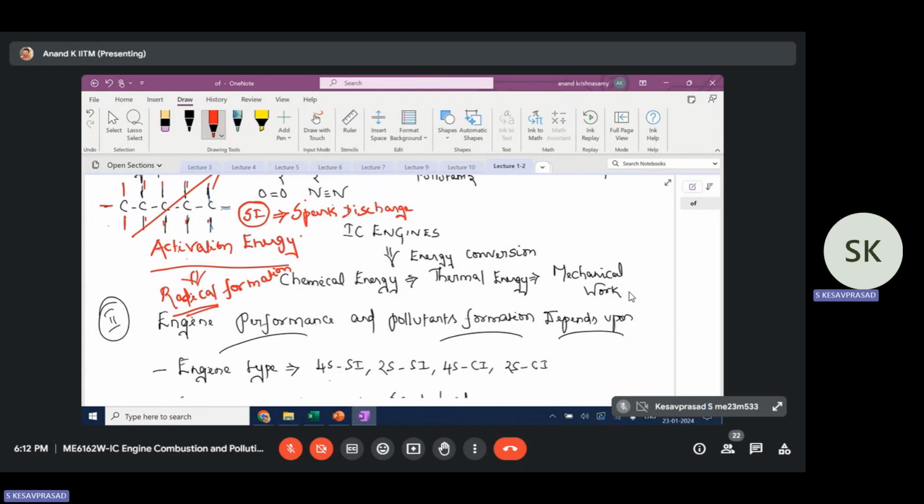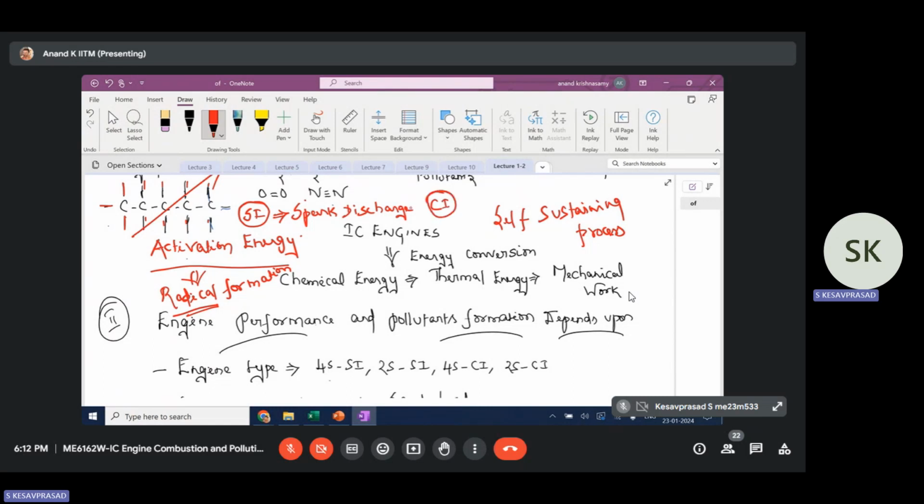Okay, so we have to initiate radical formation. Once they are formed, the process will go on its own as long as sufficient radicals are available. That's why it is called a self-sustaining process. Combustion is a self-sustaining process. So in an SI engine, we initiate the combustion event by discharging a high voltage electric spark.